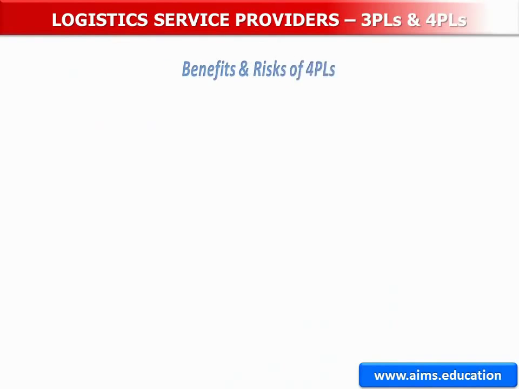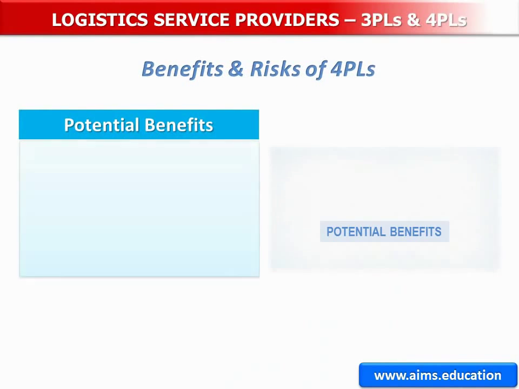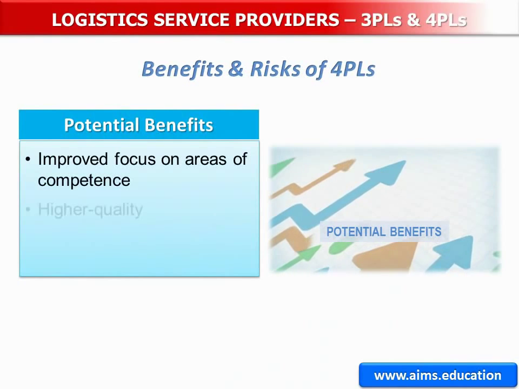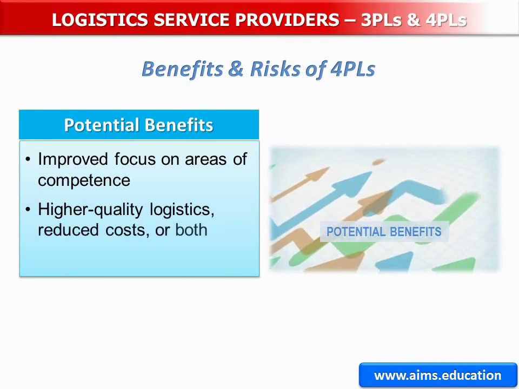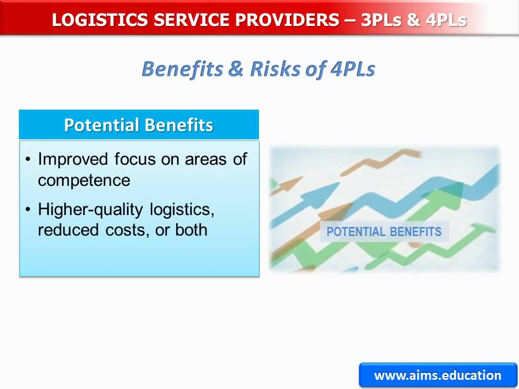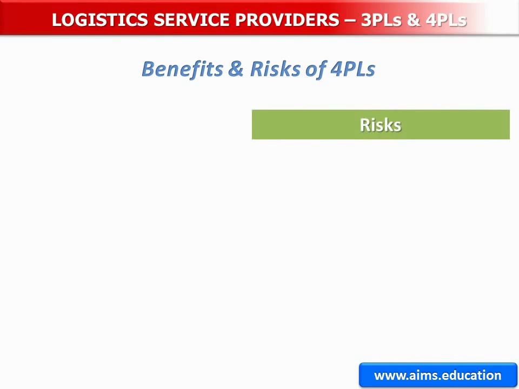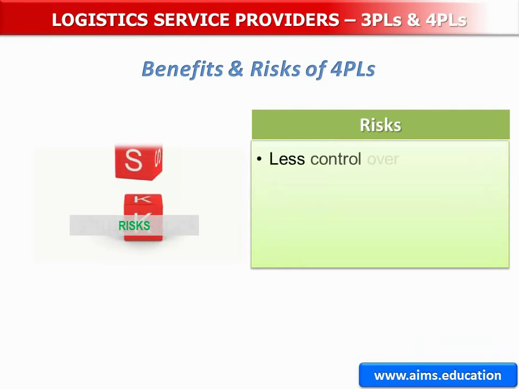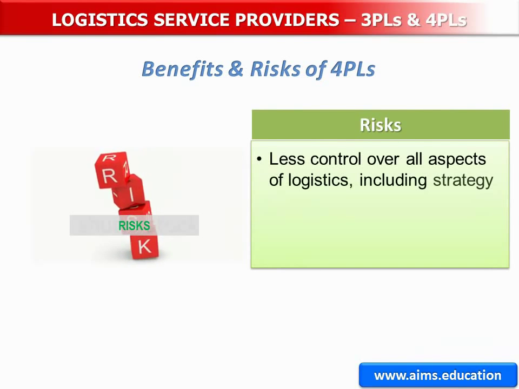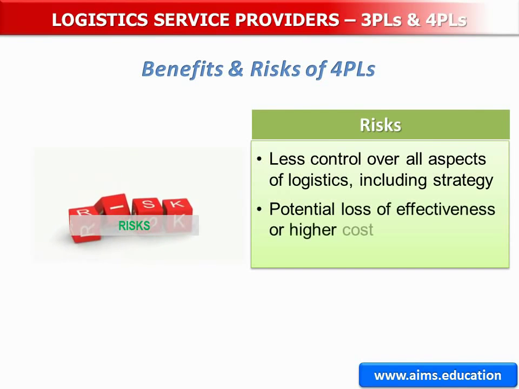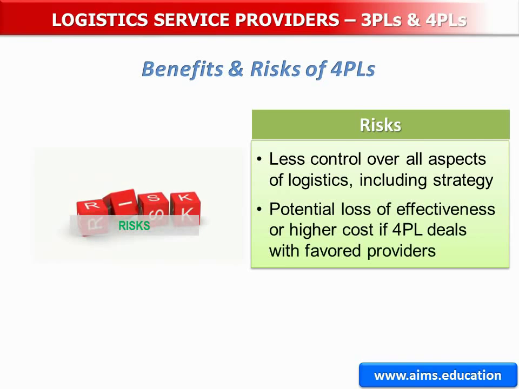Benefits of the fourth-party logistics arrangement include the following: improved focus on areas of competence, higher quality logistics, reduced costs or both, and greater business flexibility. Turning over logistics to a fourth-party logistics provider involves the following risks: less control over all aspects of logistics, including strategy, and potential loss of effectiveness or higher cost if the fourth-party logistics provider deals with favored providers.